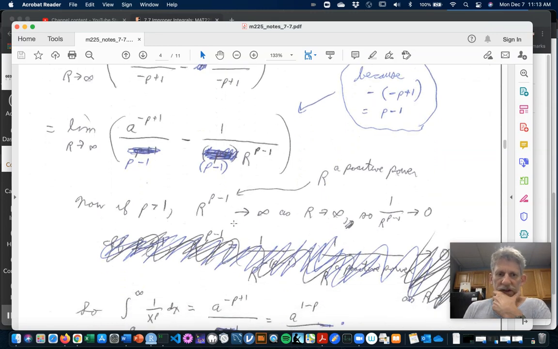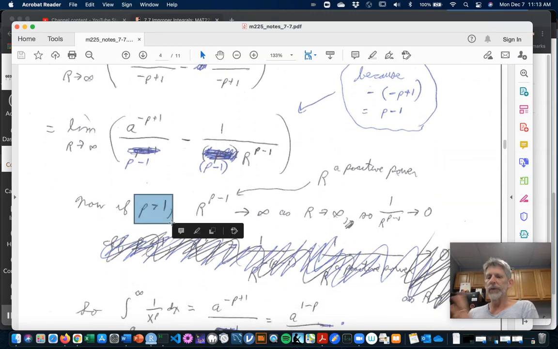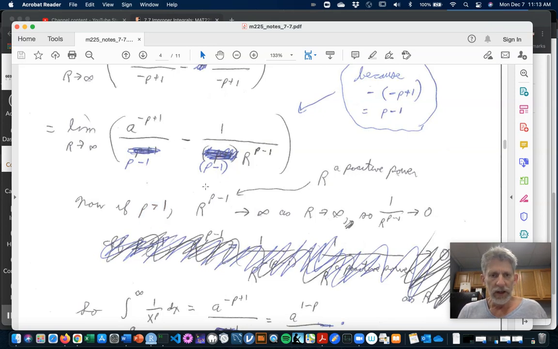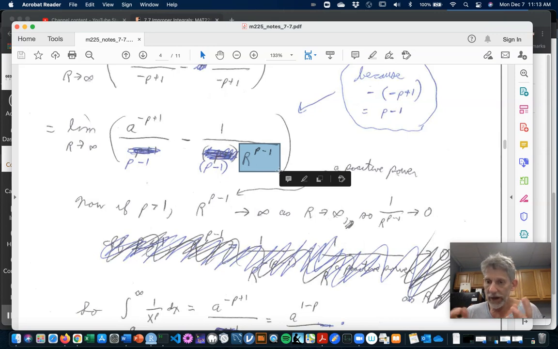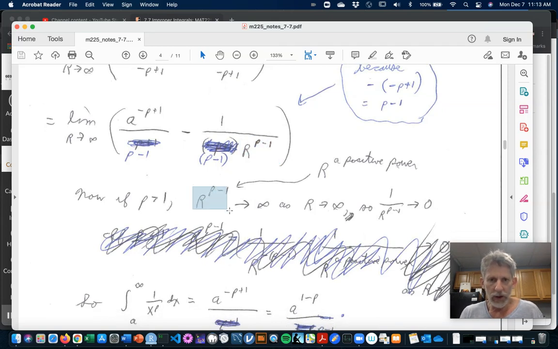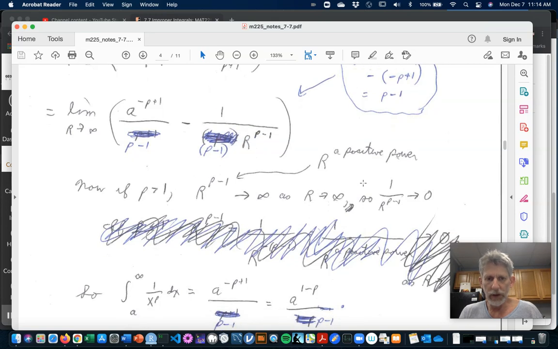Okay, and so now let's think about the case where p is a number bigger than 1. What happens then? Well, everything turns around the r to the p minus 1 part of the expression. What's happening to it? Well, since p is bigger than 1, p minus 1 is bigger than 0. And so r to the p minus 1 is r to a positive power. And we know that as r goes to infinity, that's got to go to infinity. So if that's going to infinity, then 1 over it right here has got to be going to 0.